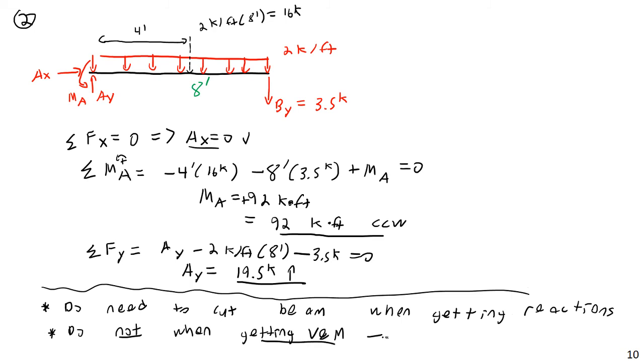When getting reactions you need to cut the beam, but you do not when doing the shear and moment diagram by inspection. You can, it won't really hurt if you do it properly, but we don't need to do that. So instead, I can now go back to treating the beam as a single rigid body, which means I don't need to worry about these reactions BY here. Those will cancel out. All I'm going to need to worry about is the external forces, because again, treat as a single rigid body.